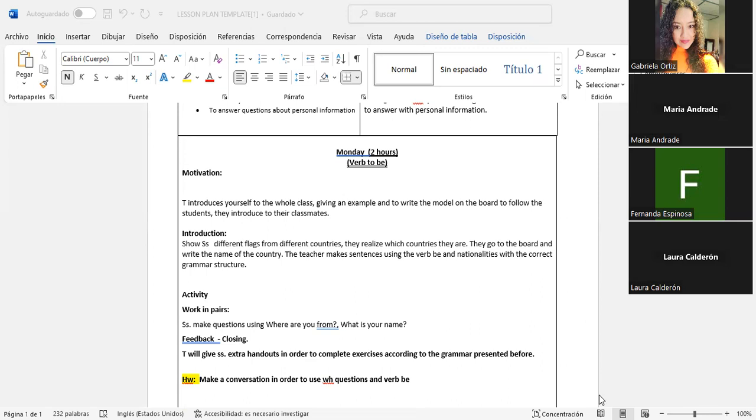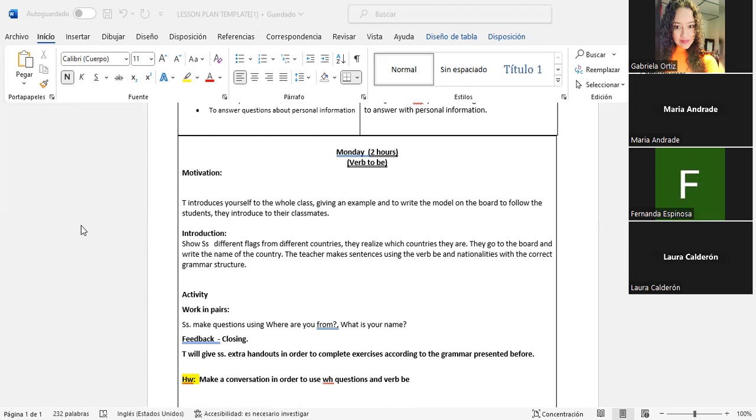Here is the motivation, the first part, like a warm-up, I think. The teacher introduces himself to the whole class. The teacher gives an example and writes the model on the board for the students to follow, so that they start introducing themselves to their classmates. It is an introduction, a warm-up to know what topic is going to be presented.